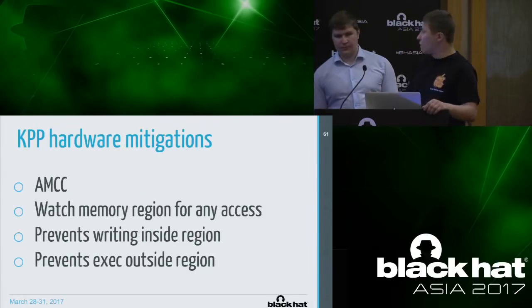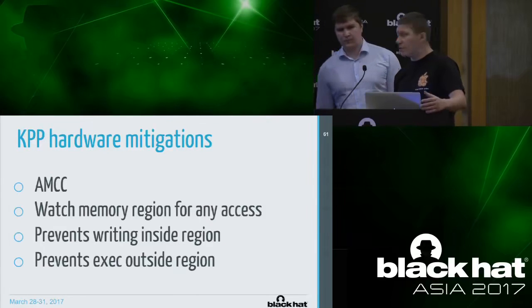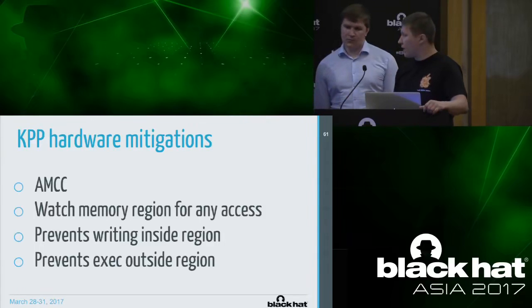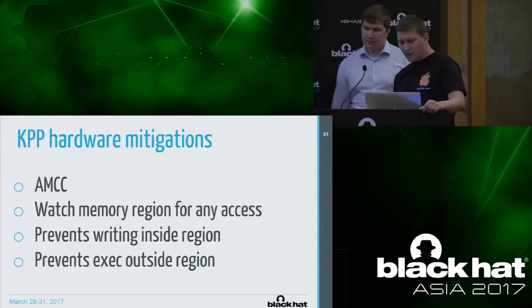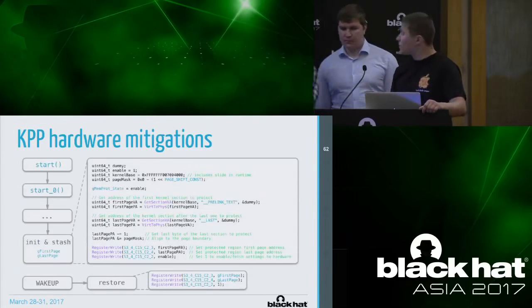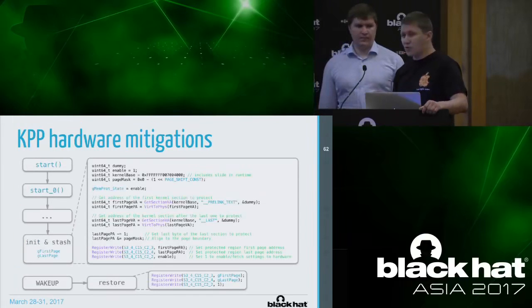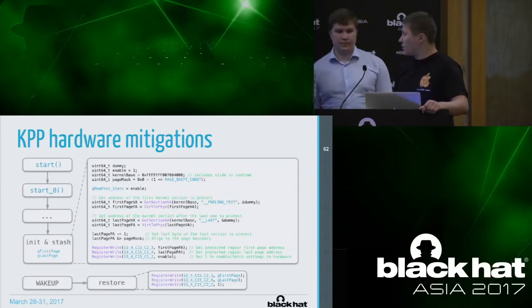They started to use a thing called AMCC, which we believe stands for Apple Memory Control Chip or Access Memory Control Chip, which watches a memory region for any access, and it prevents writing inside the region or executing code outside the region. Let's take a look at how it's initialized. On start, the kernel performs several stages to initialize itself, and one of these stages is actually AMCC initialization. They take the pre-link virtual address and the last virtual address of the segment, and convert them to physical addresses. Then they use these values to set the AMCC registers, and they also stash these values in global variables.